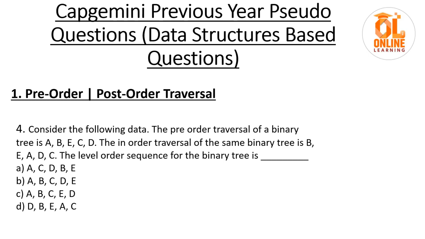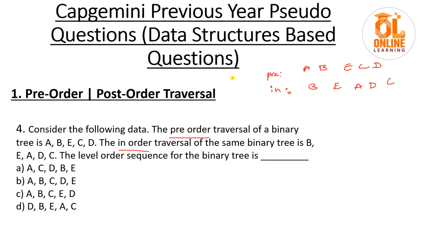In the next question, we are given a pre-order traversal and in-order traversal, and we need the level order sequence. Basically, using pre-order and in-order, we need to build a tree, and on that tree we need to do the level order traversal. Let's take the pre-order traversal. What's given here? A, B, E, C, D. And in the in-order, B, E, A, D, C.